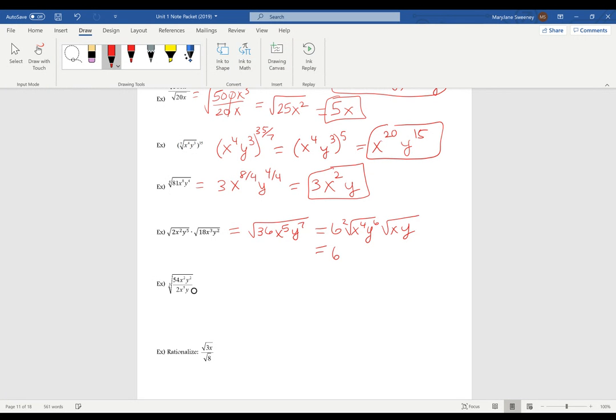So this is 6. This will be x squared y cubed, right? 4 divided by 2 is 2. 6 divided by 2 is 3. And then those are non-perfect squares under the radical.